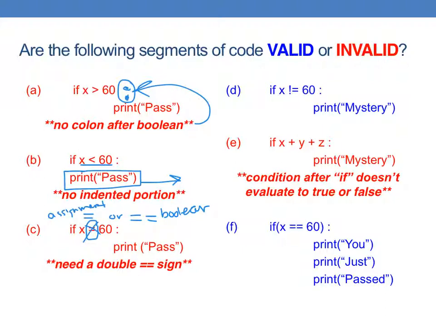Then if you look at D, that line of code is valid. Nothing wrong with it. That's just a not equal to symbol.